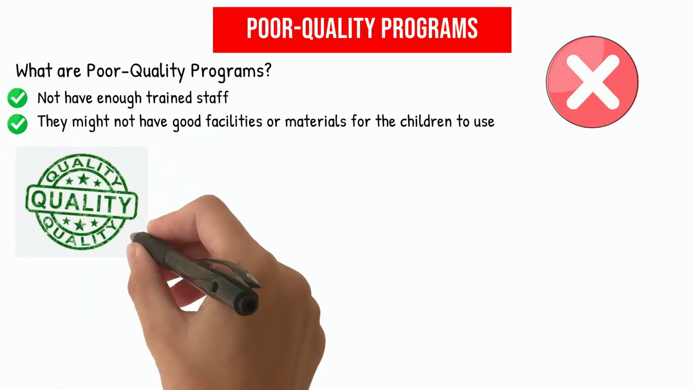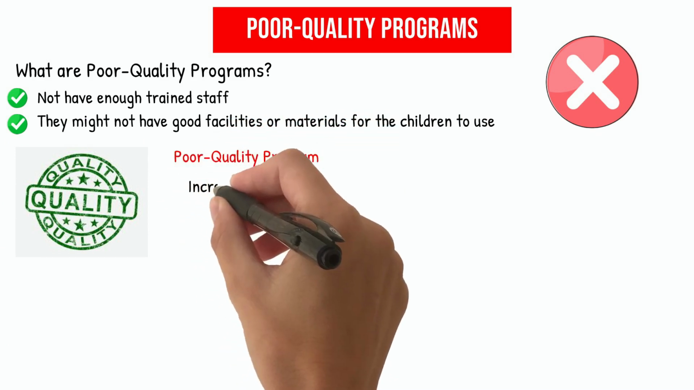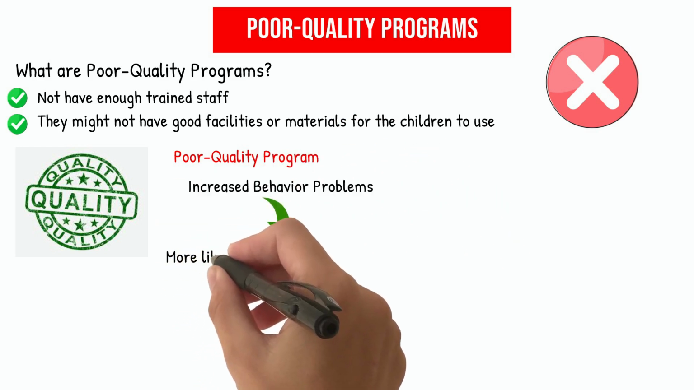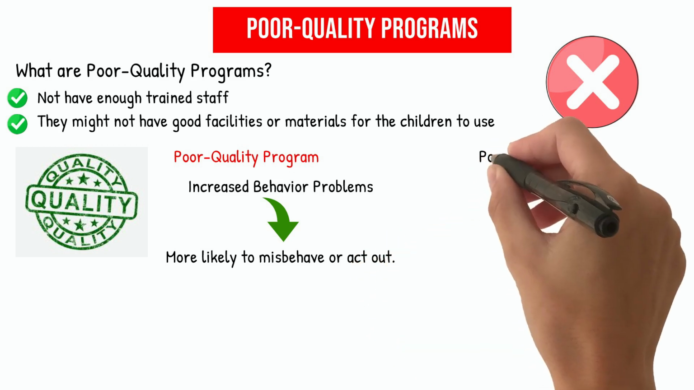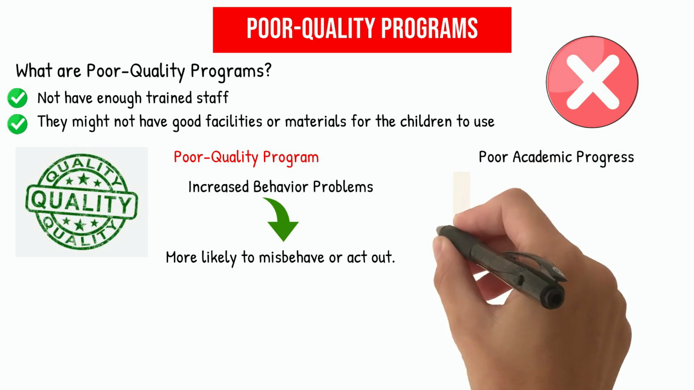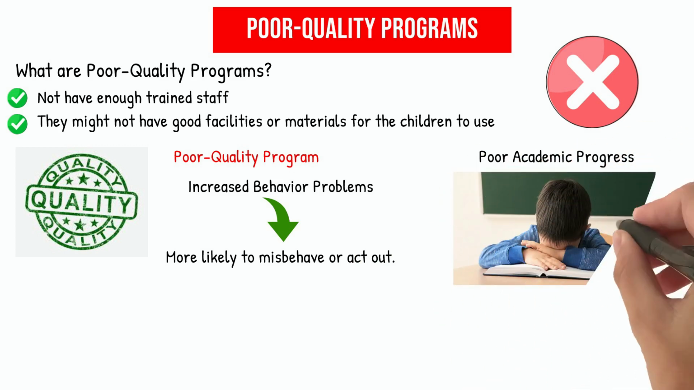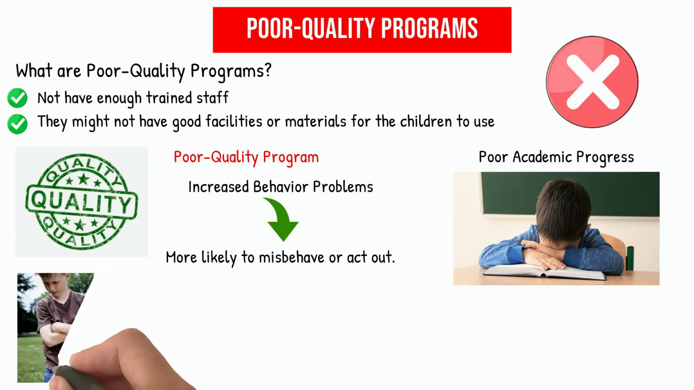Well, if children are in a poor quality program, they might have some problems. For example, they might have increased behavior problems, which means that they might be more likely to misbehave or act out. They might also have poor academic progress, which means that they might not do as well in school as they could if they were in a better program. And they might have poor social skills, which means that they might not know how to interact with other children very well.